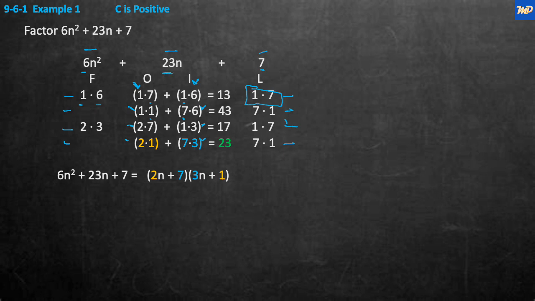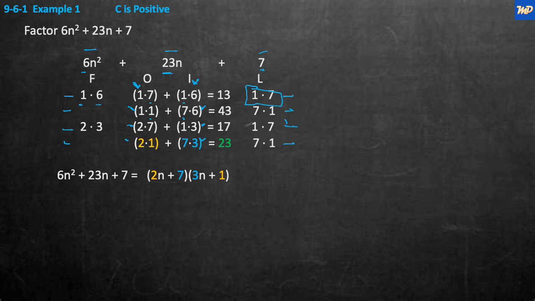Let's go to the next. 1 times 1 plus 7 times 6 is 43. 7 times 6 is 42, plus 1 is 43. And is 43 correct? No. How about 2 times 7, which is 14, plus 1 times 3, which is 3? 14 plus 3 is 17.